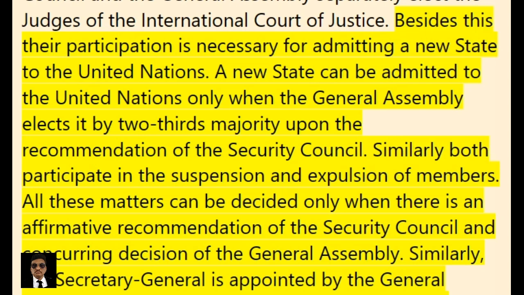Similarly, both participate in the suspension and expulsion of members. All these matters can be decided only when there is an affirmative recommendation of the Security Council and concurring decision of the General Assembly. Similarly, the Secretary General is appointed by the General Assembly on the recommendations of the Security Council.